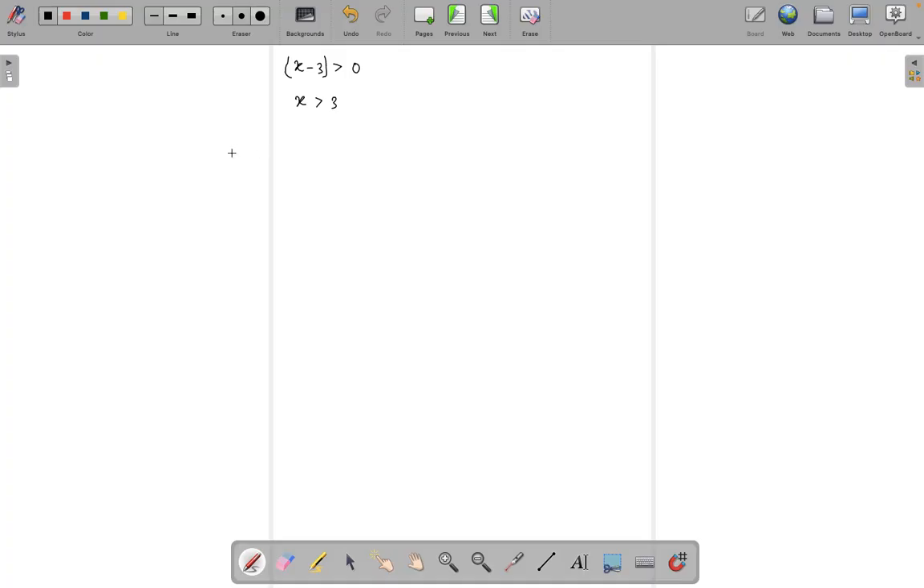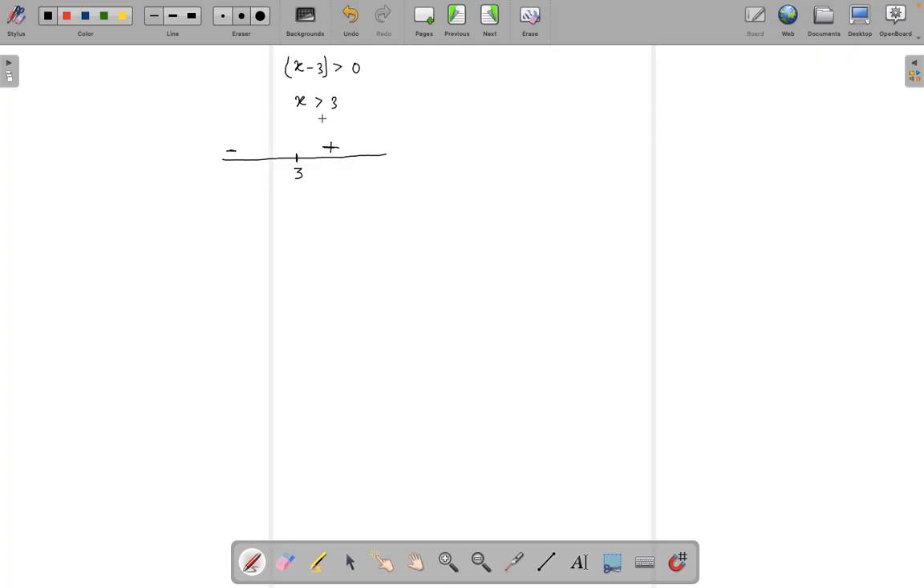So if you go by this wavy curvy method, what will you do? You'll find a critical point. What is a critical point? A critical point is the point wherein this equation becomes 0. So 3 is the critical point. Now, if I have anything that is greater than this critical value, it will be positive. And if I have anything that is below this critical value, it will be negative.